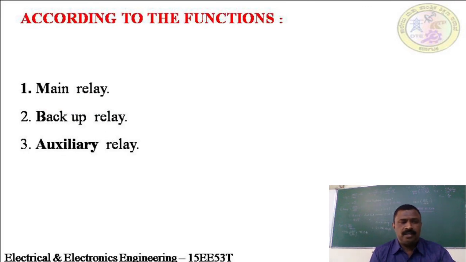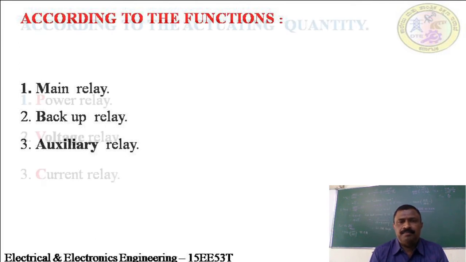According to the function, the relays can be further classified as one, main relay, second, backup relay, and third, auxiliary relay. This is very easy to remember as MBA. M stands for main relay, B stands for backup relay, and A stands for auxiliary relay. This is the classification according to the functions.